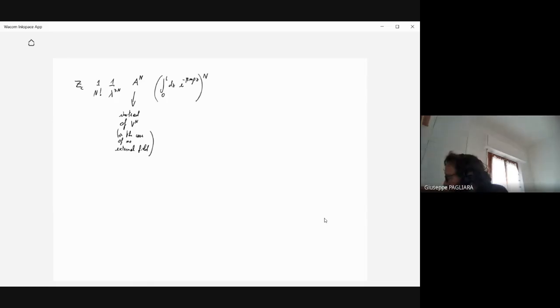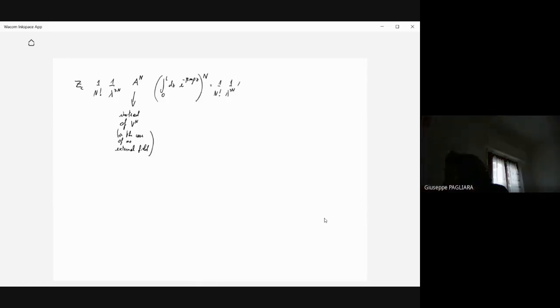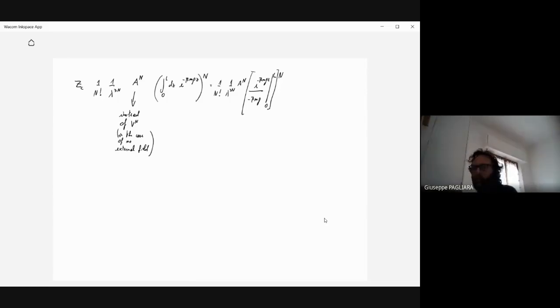So this is just 1 divided by n factorial, 1 divided by lambda to the power of 3n, A to the power of n. Now you have to do this integral, which is e to the minus beta mgz, divided by minus beta mg, computed between 0 and L, and then to the power of n.